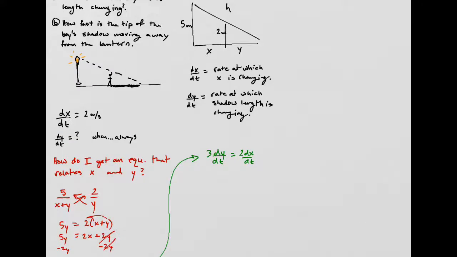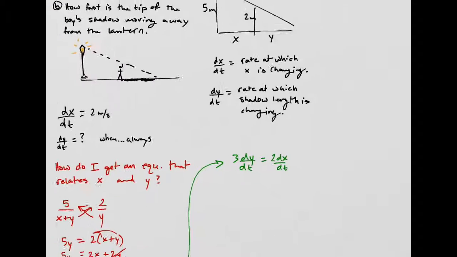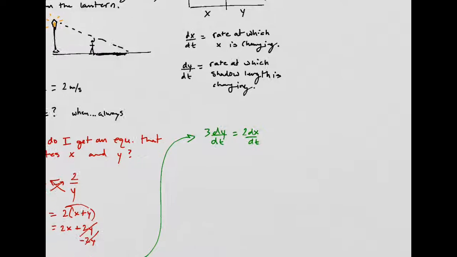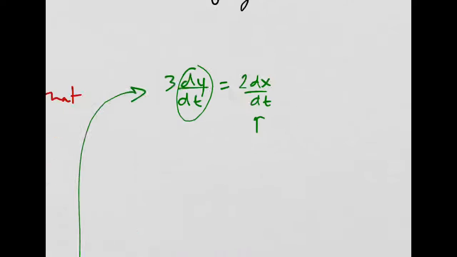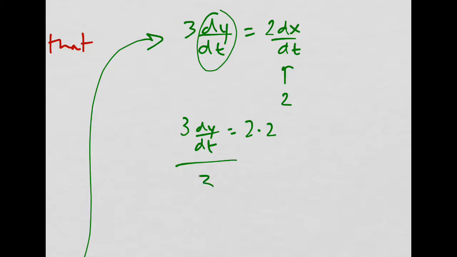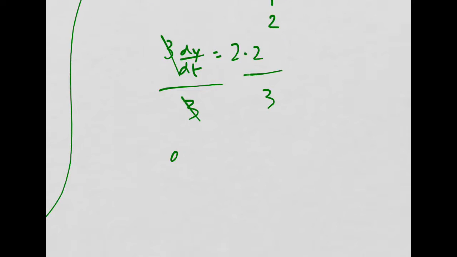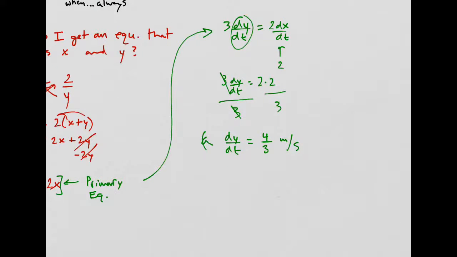And what are we solving for in part A? How fast is the boy's shadow length changing? Oh yeah, we already said the shadow length is y, so the rate at which the shadow length changes is dy/dt. We're solving for this. So I'll plug in dx/dt, which is 2. So I have 3 dy/dt equals 2 times 2. That's 4, divided by 3, divided by 3. So dy/dt equals 4/3 meters per second. So that's the answer to part A.